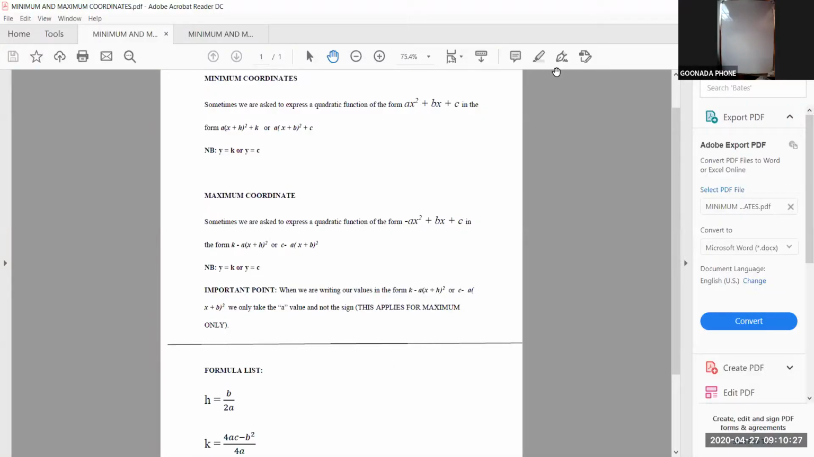So in today's class, we will be looking at minimum and maximum coordinates. Now, I already WhatsApped you all this handout. If you all wish to write it down, you can. I will give you all a few minutes to write it down while we wait on the other students to come in. Or you all could just print the handout from your WhatsApp group if you wish, okay?